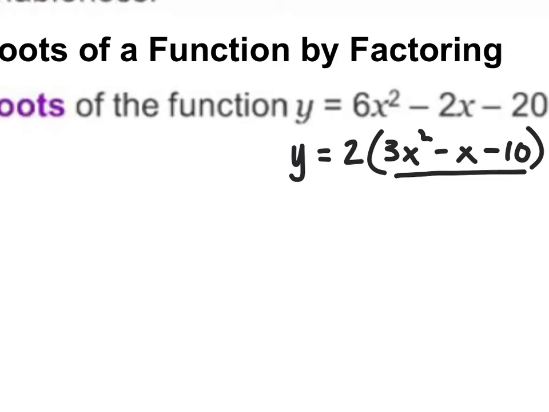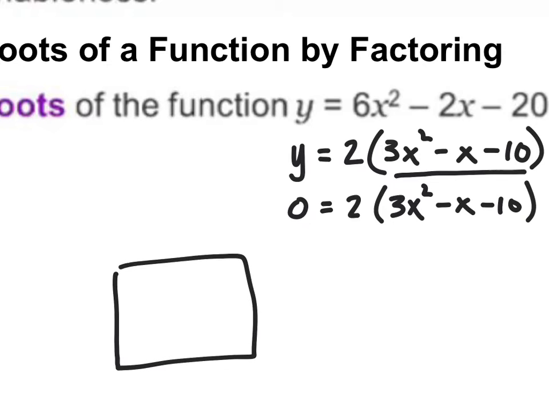All right, first things first, I'm going to set this equal to 0. So 0 is equal to 2 times 3x squared minus x minus 10. All right, so always look to factor first if you can. That will make the factoring process a little bit easier. So let's do the box method on this, and I'm going to put 3x squared and a negative 10 here.